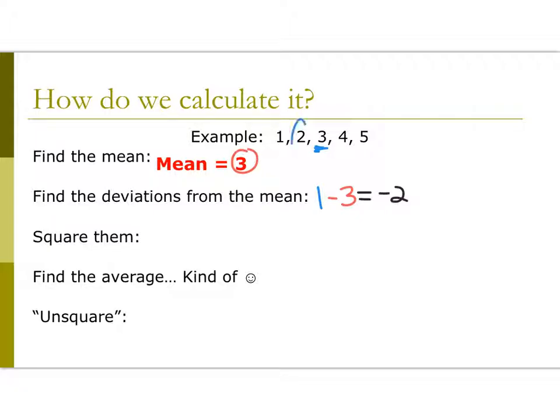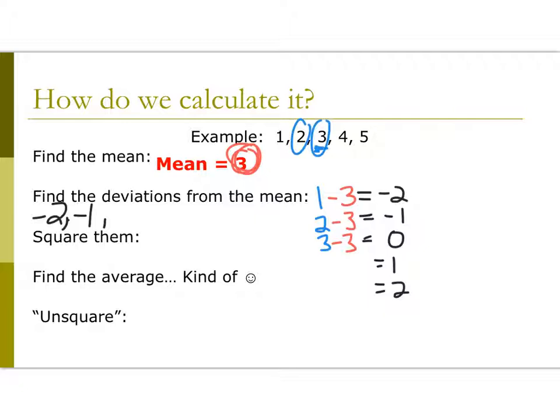Then I'm going to go to 2. 2 minus my mean of 3 would be -1. My next value is 3 minus my mean of 3. Do you get the idea? We subtract those values. Then 4 minus 3 is 1, 5 minus 3 is 2. Those are called my deviations from the mean: -2, -1, 0, 1, and 2.